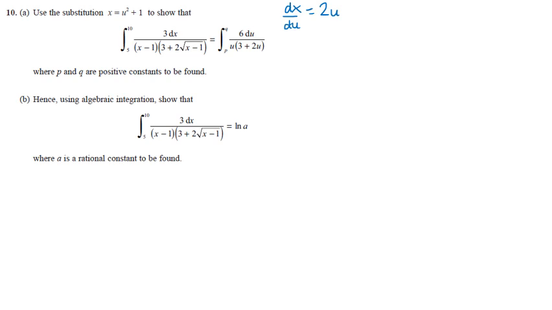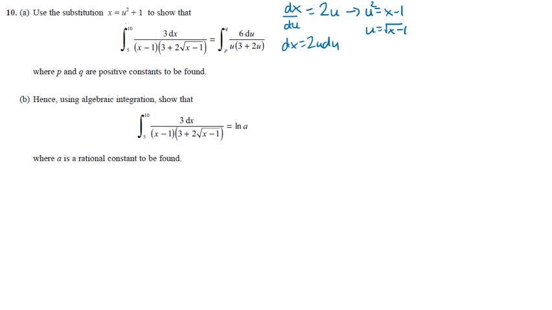What we'll also need is to rearrange the substitution for u. So u squared must be x minus 1, so u is root x minus 1. Okay, so we might need all of that. Let's just rewrite the first one as dx is equal to 2u du as well. So we're going to substitute all of that in.